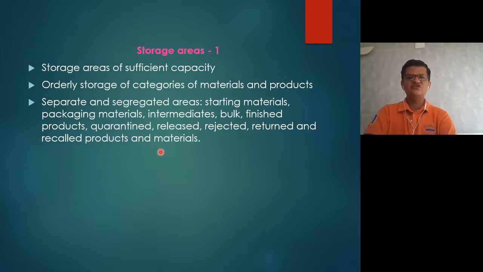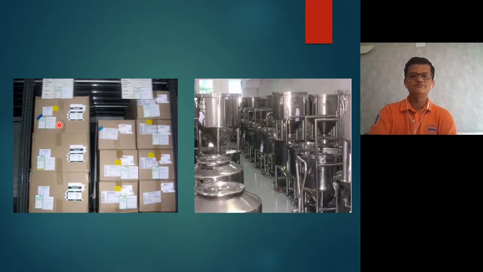The storage area should have sufficient capacity, with orderly storage of categories of material and products. There should be a separate segment for starting material, packaging material, intermediates, bulk, finished product, quarantine area, rejected area and returned products. So, there should be a separate area for each class. You can see that there are different storage areas with proper labeling on them.